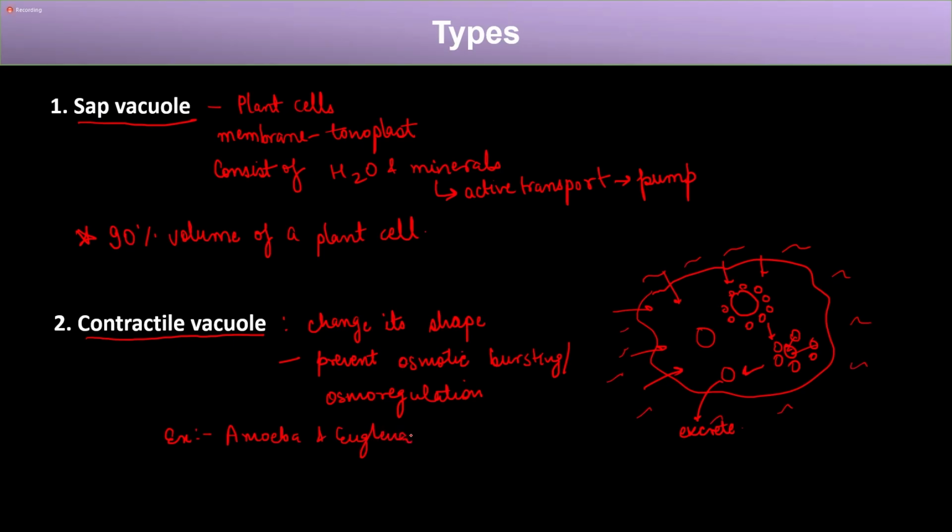So these are some examples in which contractile vacuoles are present, and both of these organisms are present in fresh water. Because of this, the contractile vacuole is important for these organisms. Now, the third type of vacuole is the food vacuole.